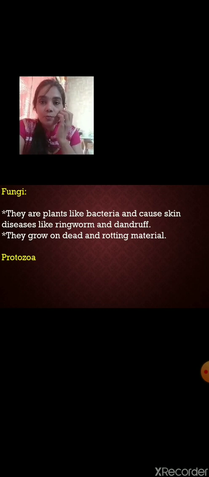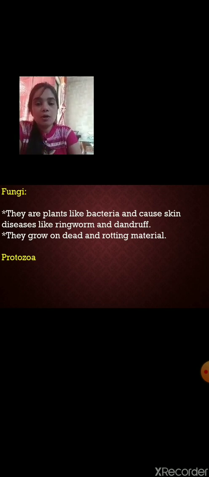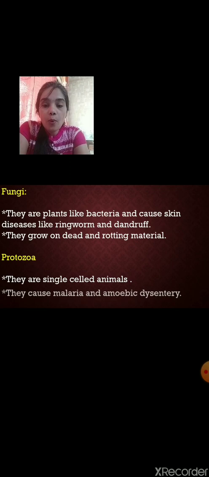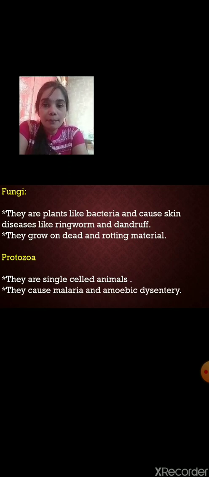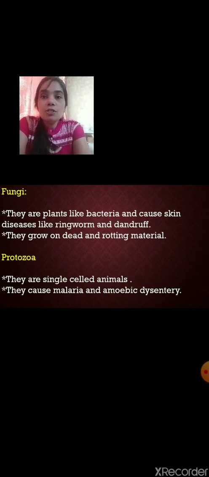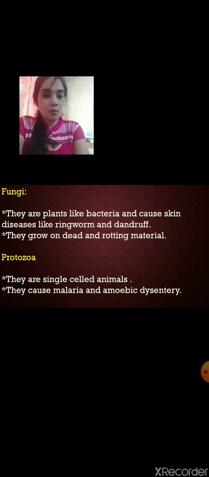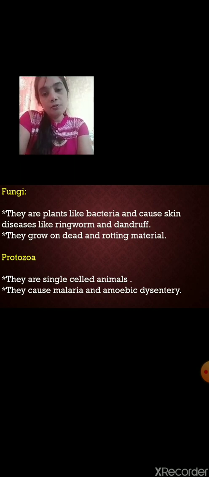Now next one is protozoa. What is protozoa? They are single-celled animals and they live in wet places, and in the bodies of plants and animals. Some of them cause diseases like malaria and amoebic dysentery, right? So these are the four types of microbes and their uses. We have harmful microbes and some are very useful also.